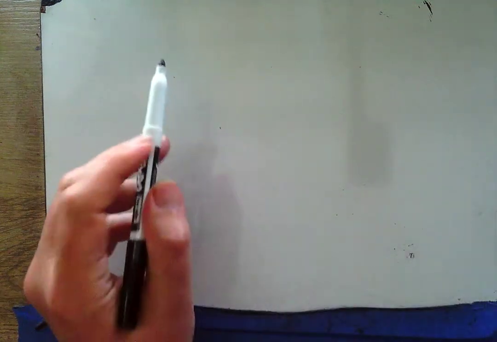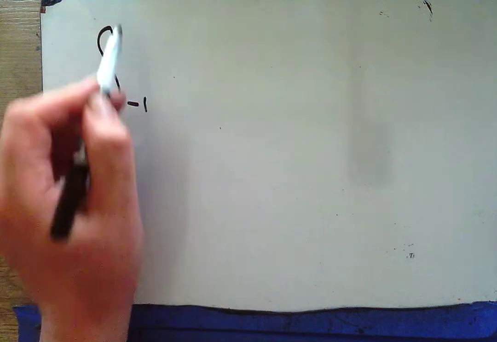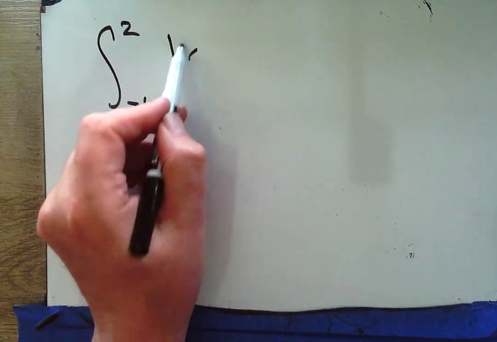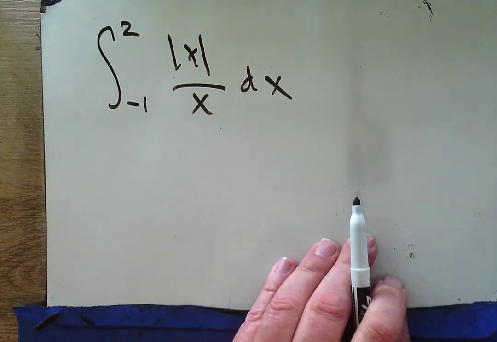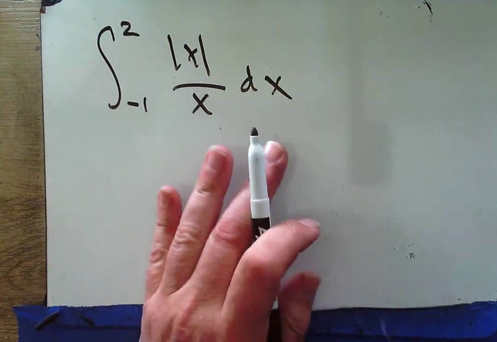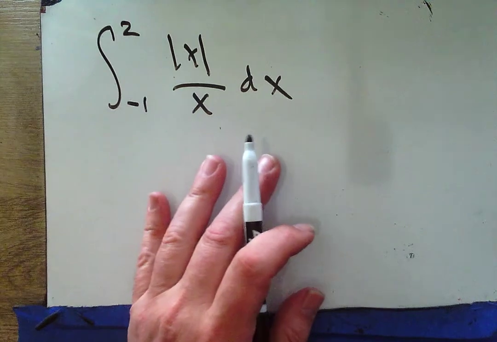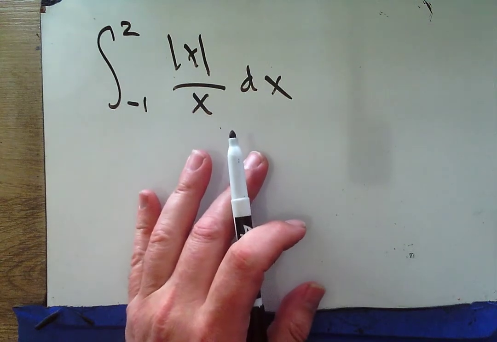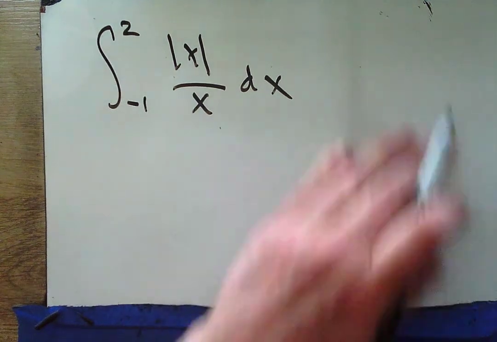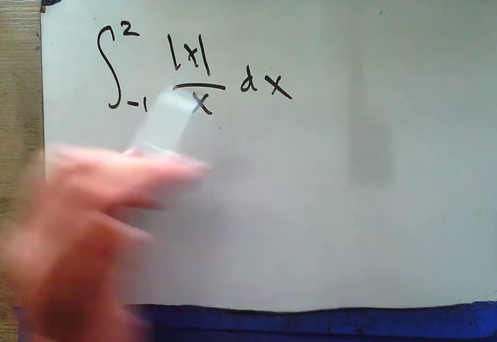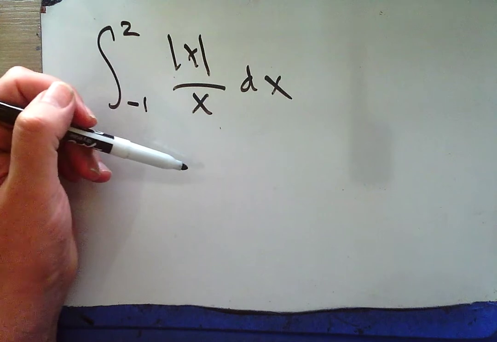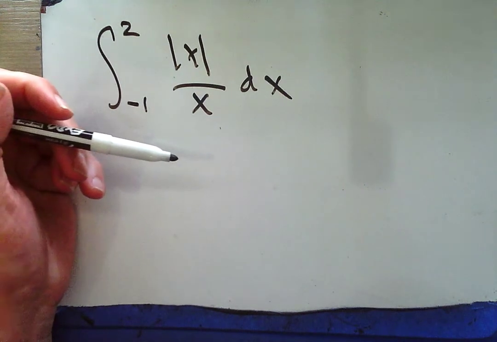Yeah, there's a couple more I'd like to do. How about this one? The integral from -1 to 2, absolute x over x dx. You know, we graphed this both in chapter 1 and in chapter 2. And here we are now in chapter 6, and many of you have forgotten what this looks like. A number divided by itself, most students say 1.